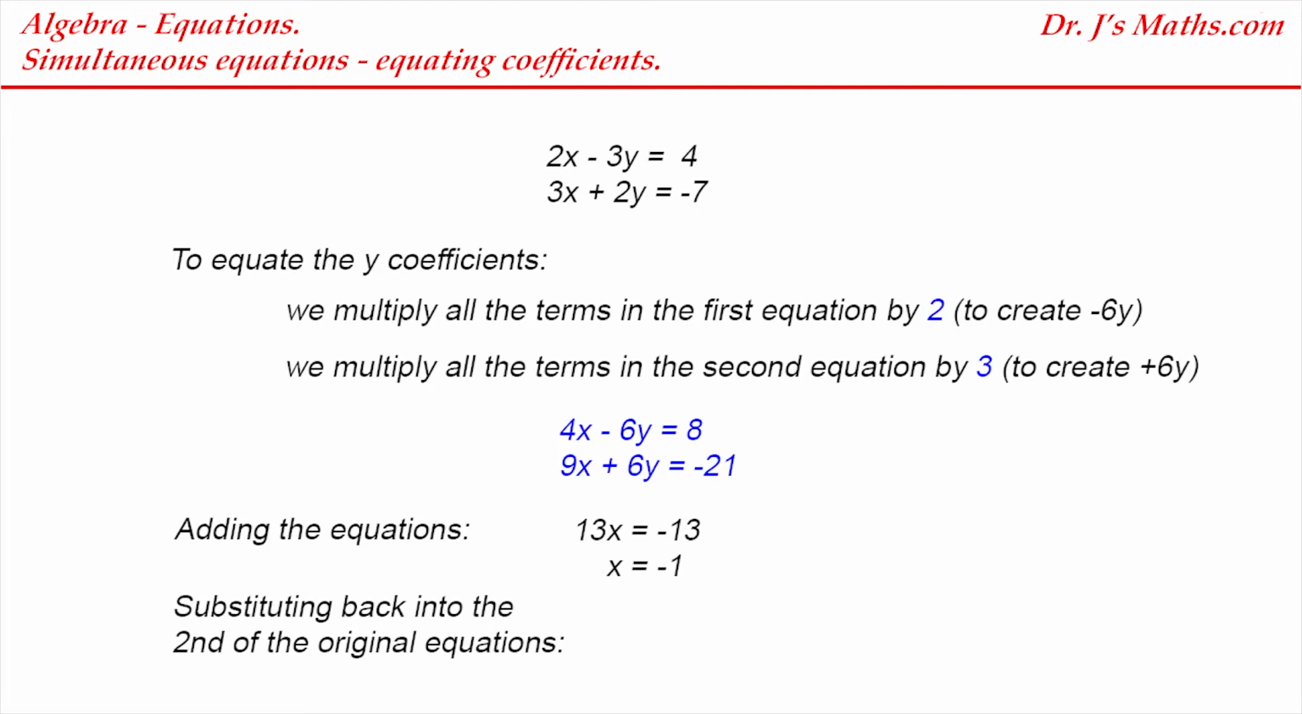Substitute back into the second of the original equations because it's a bit easier. So minus 3 plus 2y equals minus 7. 2y is going to equal minus 4, y equals minus 2. So the solutions for this equation set are x equals minus 1 and y equals minus 2.